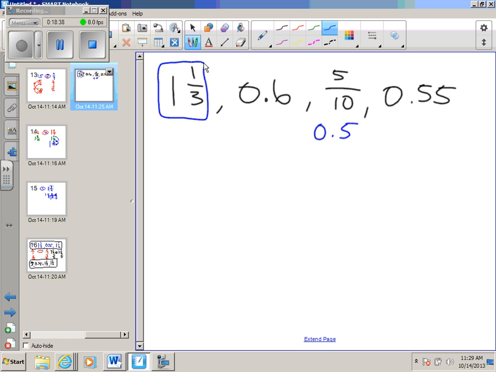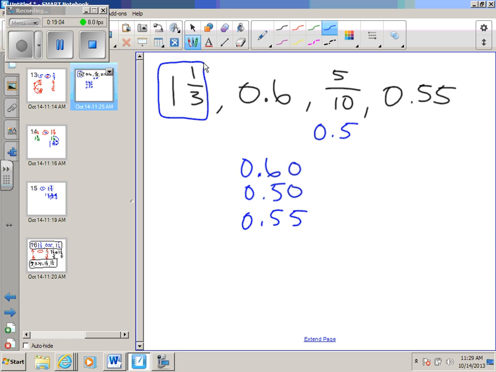When I want to compare decimals, it's wise to do what? Line them up. So let's line them up. Let's take the 0.6, line up the 0.5, and the 0.55. Can I fill these in with zeros? Sure I can.